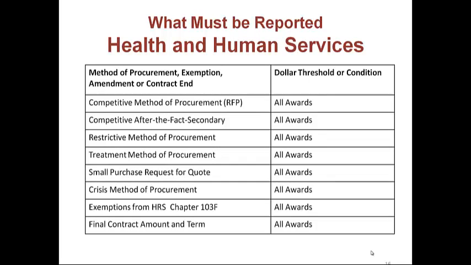What about Health and Human Services? What needs to be posted for that? Well, it's really simple. All awards, all methods of procurement must be posted. All modifications and final contract term and amount must be posted.